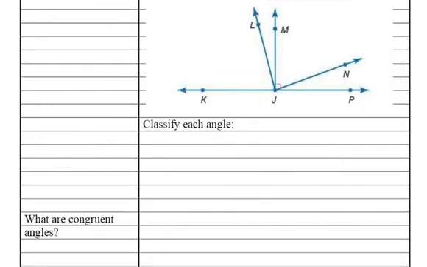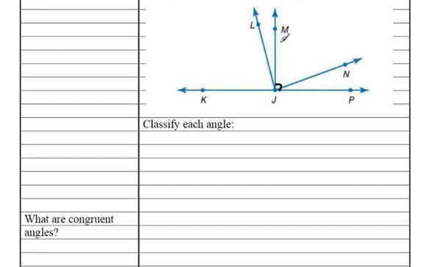Okay, now that we've learned the three ways to classify an angle, I'd like for you to copy this figure here and make sure that you have MJP as 90 degrees. There's a box here. Copy this into your notes and then we will classify each angle. So go ahead and pause the video. I'm going to go ahead and ask the questions.